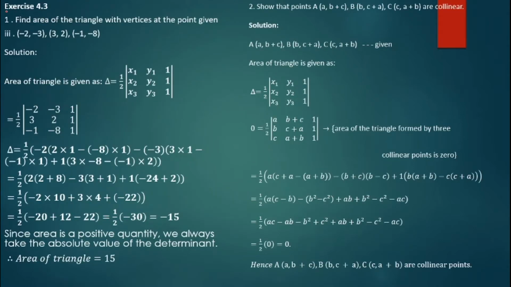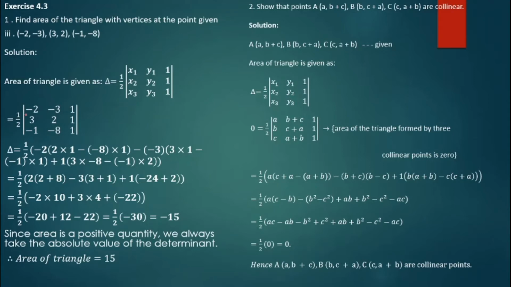So depending on that, we have exercise 4.3. First problem: find the area of the triangle with vertices at the points given. These are the given points: (negative 2, negative 1), (3, 2), (negative 1, negative 8). So we write the determinant for the area of the triangle: half, x1 y1 1, x2 y2 1, x3 y3 1. Substitute the coordinates given. When we substitute, use your usual determinant formula. See that you continuously keep that half.